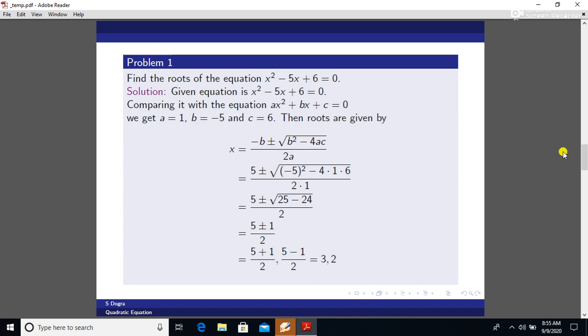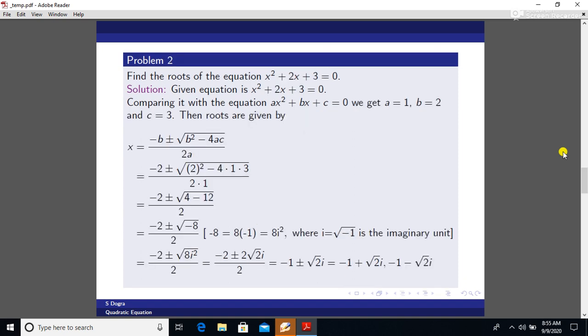Now substituting the value of a, b, c in the expression, we get x equal to 5 plus minus 1 by 2, that is 5 plus 1 by 2, 5 minus 1 by 2. 5 plus 1 by 2 means 6 by 2, 5 minus 1 by 2 means 4 by 2, that is x equal to 6 by 2 comma 4 by 2, that is x equal to 3 comma 2. Therefore the roots are 3 comma 2.